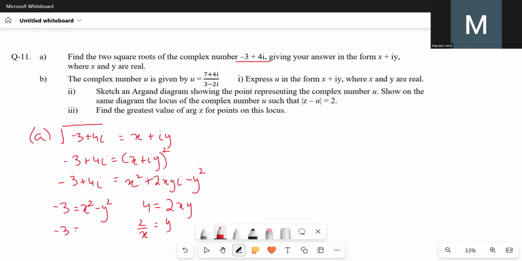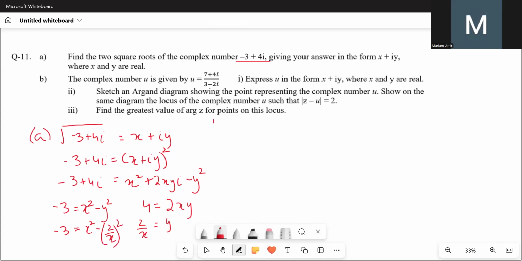Minus 3 equals x squared minus 2 upon x whole squared, which gives us minus 3 equals x power 4 minus 4 upon x squared, which gives us minus 3x squared equals x power 4 minus 4. Rearrange and we get x power 4 plus 3x squared minus 4.